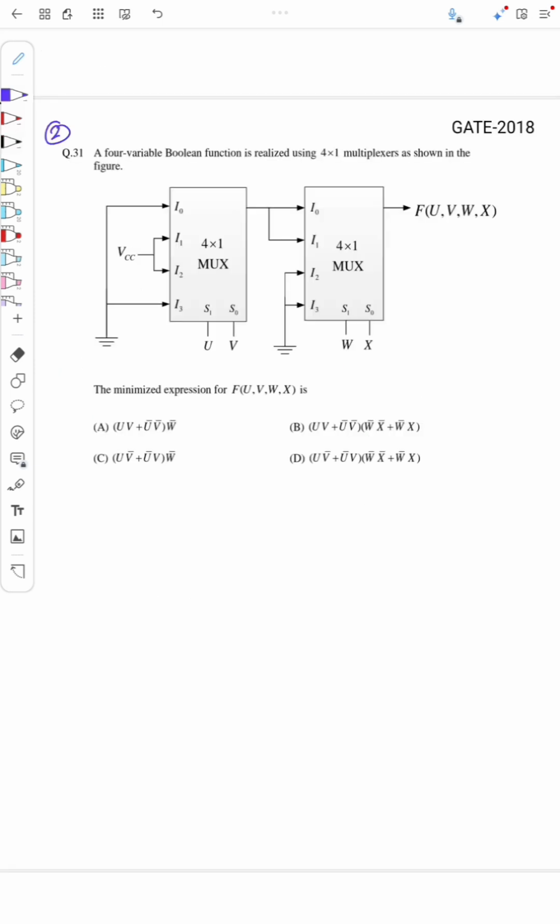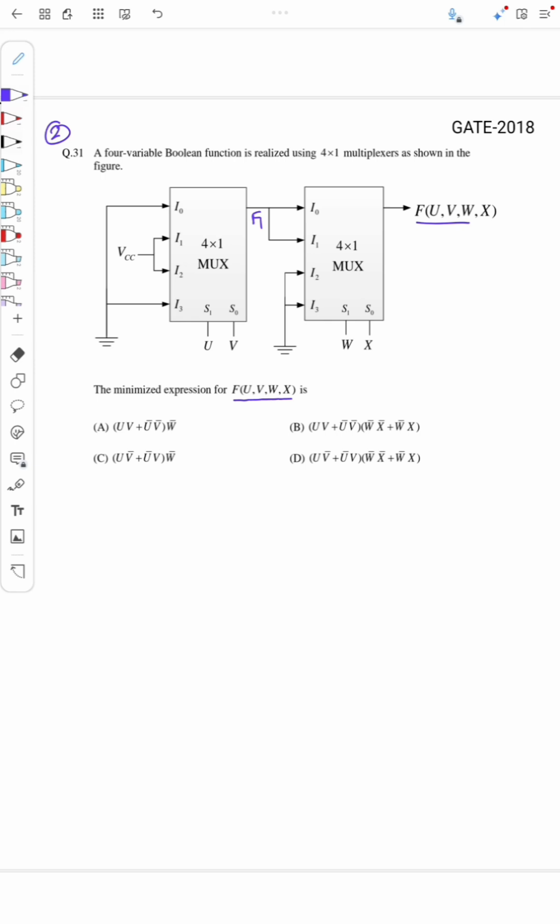Yeah, so this is another question from GATE 2018. The question is: a 4 variable Boolean function is realized using 4:1 multiplexers as shown in the figure. The minimized expression of f of u v w x is, so we have two multiplexers. Okay, so we need to find what is f. So first we will find what is the output here. So I'll call this f1. Okay, so what is the output here?